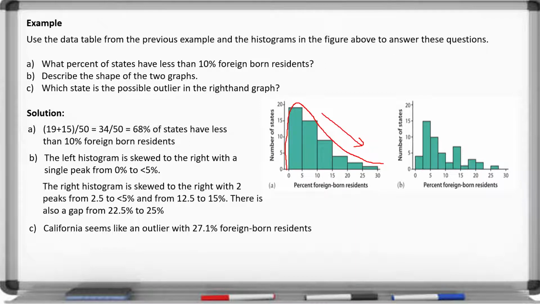Then for the right histogram, it's also skewed to the right. So we kind of draw that. It has a tail that is longer in that direction, so it is skewed to the right. However, there are 2 peaks, one in this general vicinity, one here, and there's also a gap here between the 22.5 and the 25%. So therefore, from this, it looks like there's that outlier because of that gap for California.